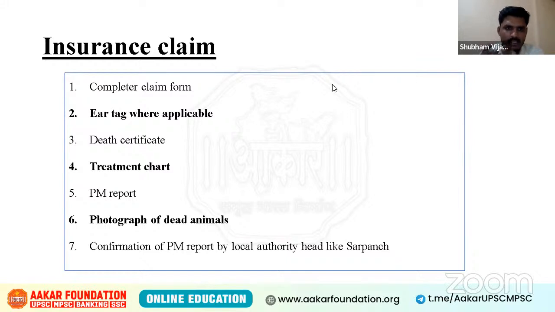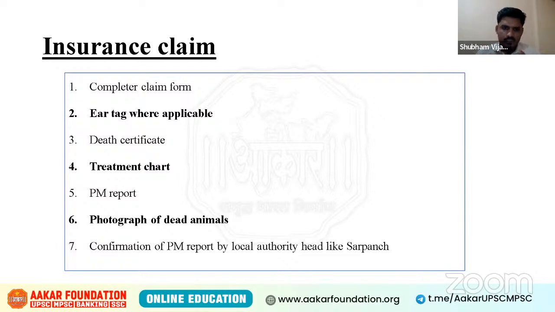If that animal has been treated 3-4 days before the death, for example treated first on the third day and died on the fourth day, then all the treatment, all the injections and medicines given to that animal, orally, parenterally and all, that treatment chart must be there, as well as the postmortem report. A detailed, thorough postmortem report should be there.